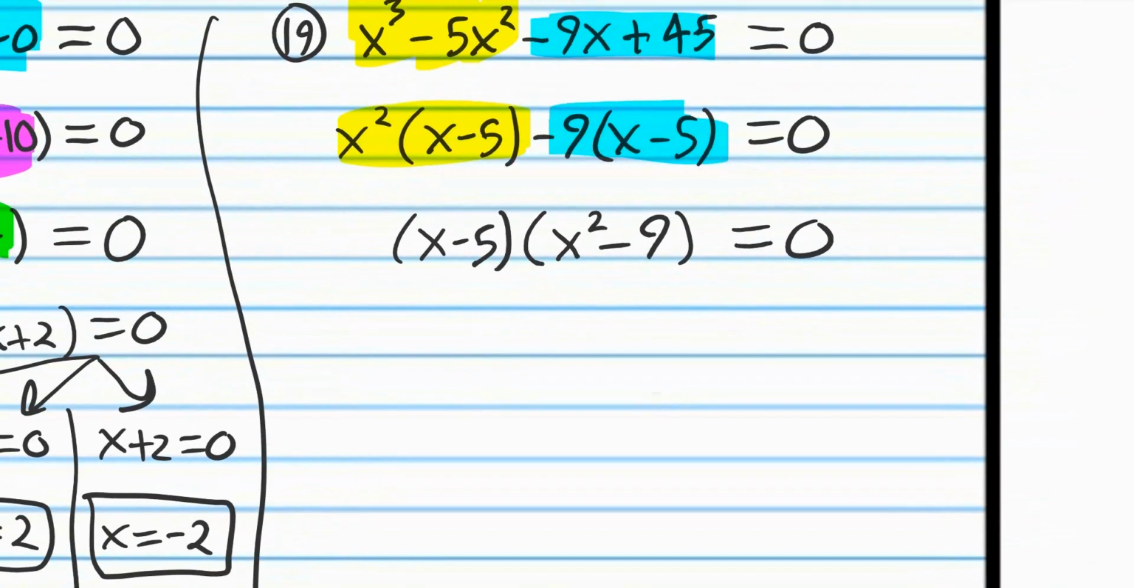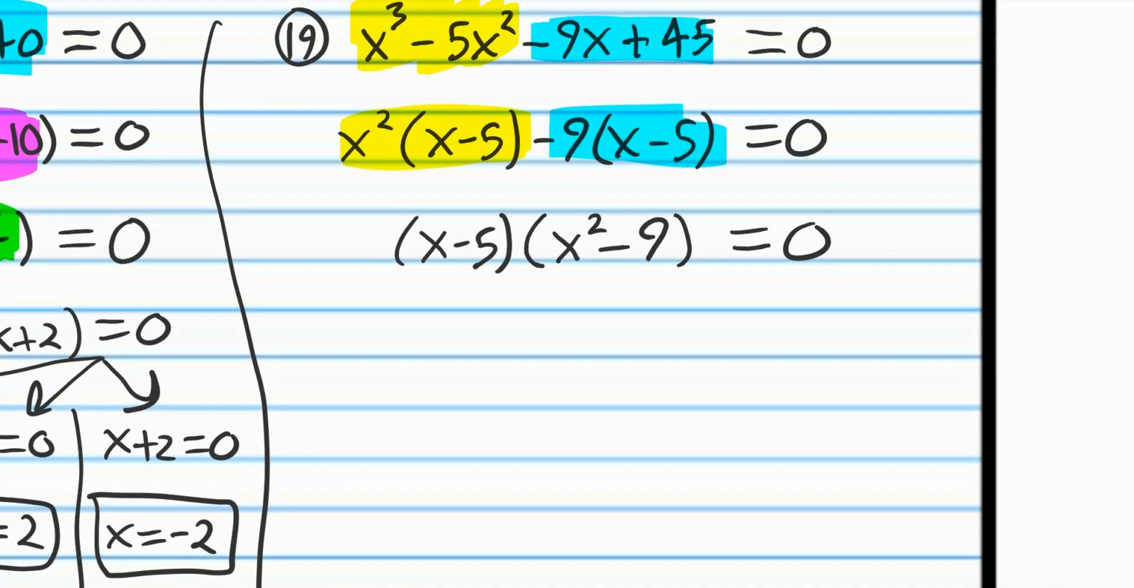So this is the same type of situation. We have a binomial, and we have the difference of two squares, which is also a binomial. So we're just going to rewrite the x minus 5. We can't do anything with that, but we can factor x squared minus 9 into x plus 3 and x minus 3.